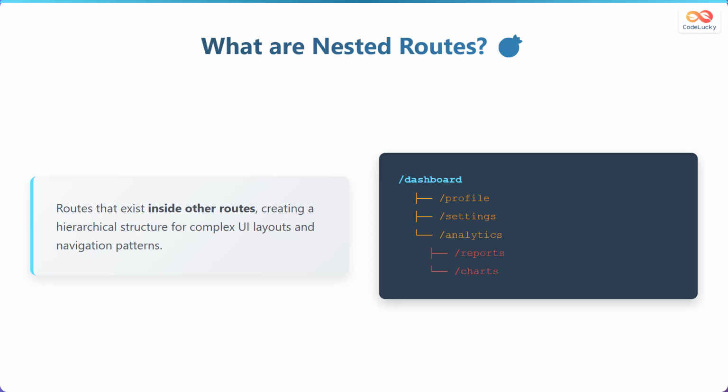Consider the example on screen. The route /dashboard is the parent route. Inside it, you have routes like /profile, /settings, and /analytics. Under /analytics, you might have further nested routes like /reports and /charts, forming a tree-like structure.